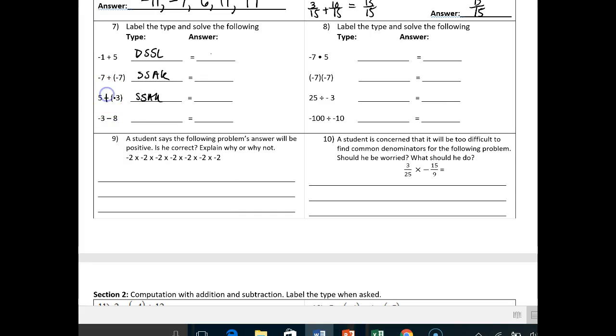So keep, change, change, and then keep, change, change, also SSAK. So this one is positive 4 because you had more positives. This is negative 14 because you keep the sign. This is positive 8 because you have nothing but positives, and negative 11 because you keep the sign.